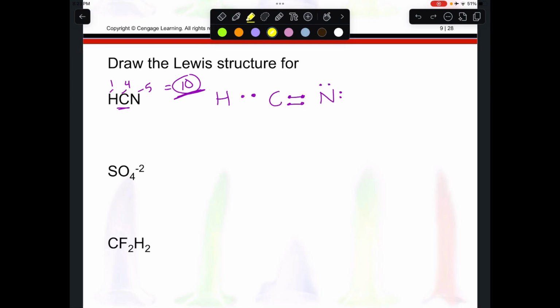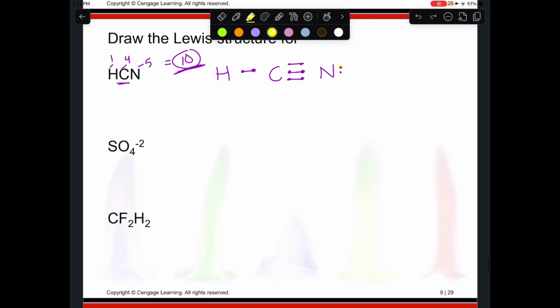It does not. But I can't take any from hydrogen, right? There's nothing I can do. Hydrogen doesn't have any lone pairs. So I actually need to steal again and go ahead and make a triple bond. So this is our first example here of a triple bond. So carbon now has 2, 4, 6, 8, and nitrogen also has what it needs, 2, 4, 6, 8. Okay, so this is HCN.